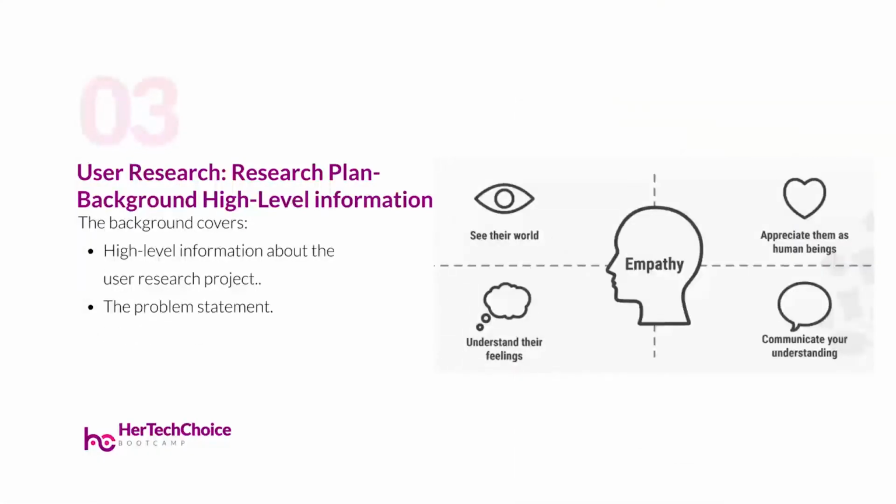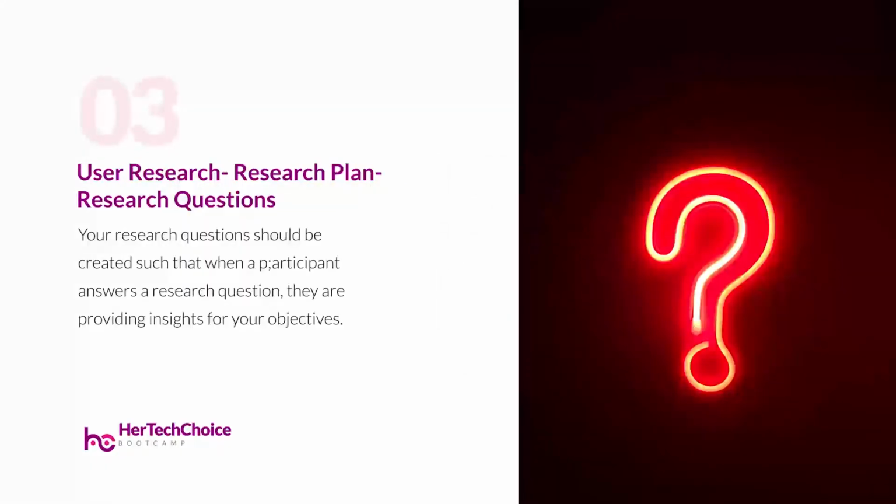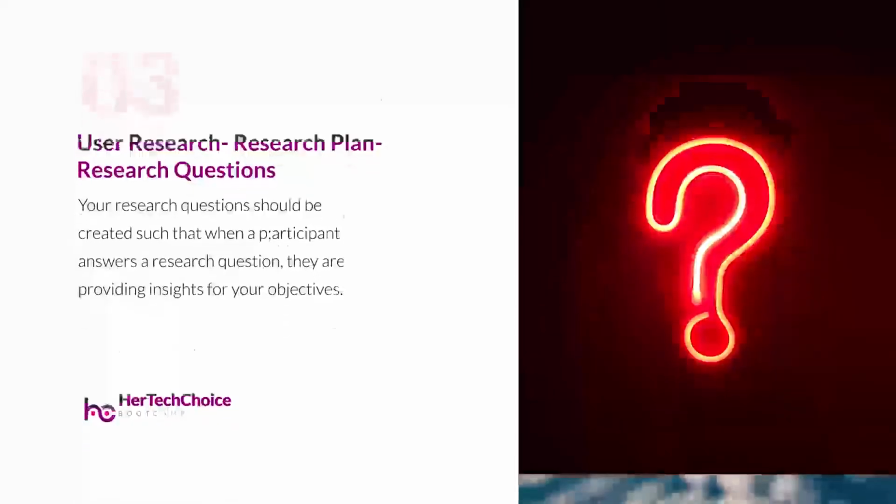Under the research background, the research background covers the high level information about the user research project and also a clear statement which shows the problem, that is the problem statement. In the research questions, your research questions should be created such that when a participant answers a research question, they are providing insights for your objectives.